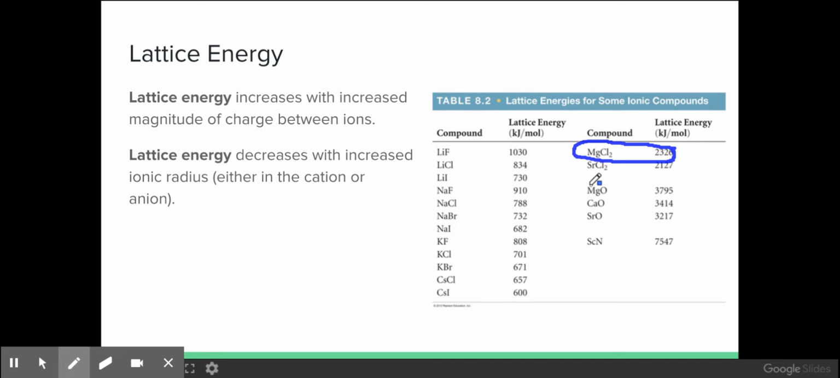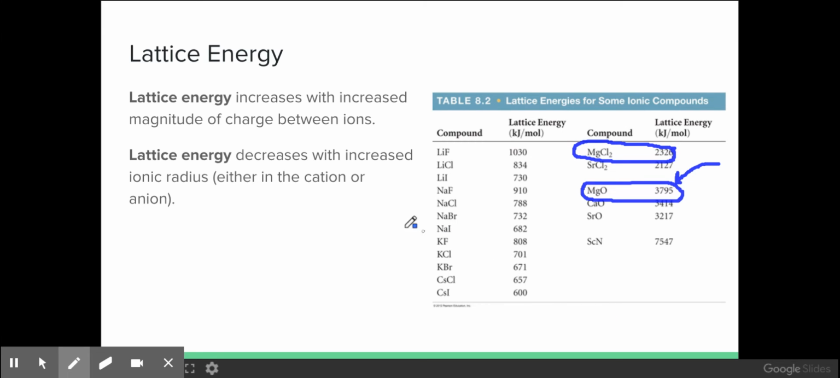So if I compare two different compounds, magnesium chloride and magnesium oxide, right? We know that magnesium has a 2 plus, so that's not changing, but chlorine has a -1 charge, oxygen has a -2 charge, and therefore magnesium oxide has a higher lattice energy.